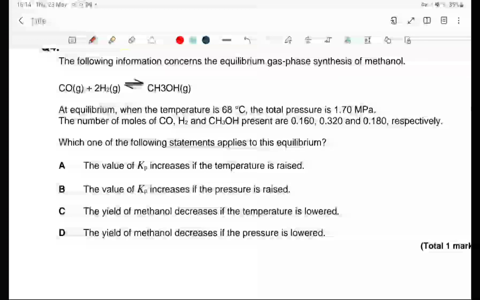Option C, the yield of methanol decreases if the temperature is lowered, again relates to whether or not we have an exothermic or an endothermic reaction. We don't know which it is, so let's discard it. So far we've got answers A and C, which we can't tell whether they're true, and B, which is definitely not true. So the answer should be D. Let's read it and find out. The yield of methanol decreases if the pressure is lowered. So if you lower the pressure, the equilibrium will shift towards the side with the largest number of gas molecules. The largest number of gas molecules is the left-hand side, which would decrease the yield of methanol. So yes, statement D is indeed correct.